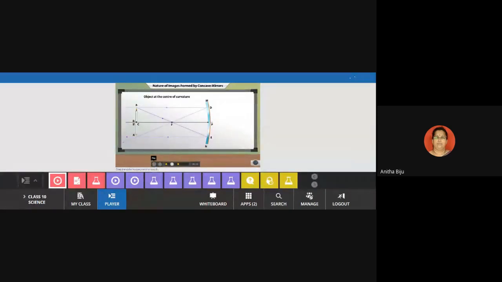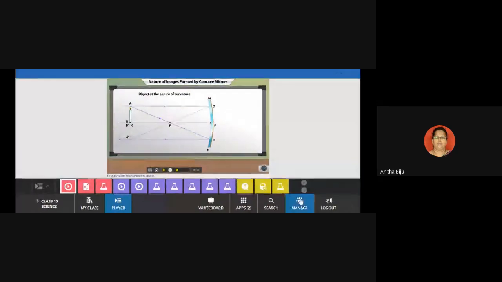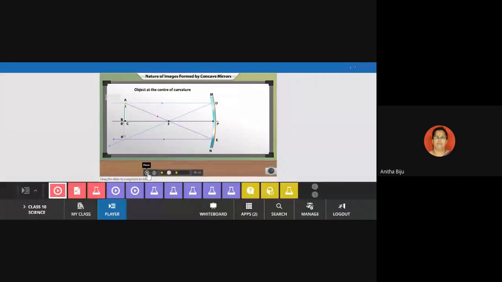So this is all about this position. Now let us think about the next position. Let us form an image at C. This image is real, inverted, and of the same size as the object.